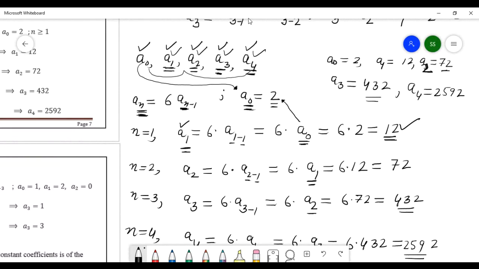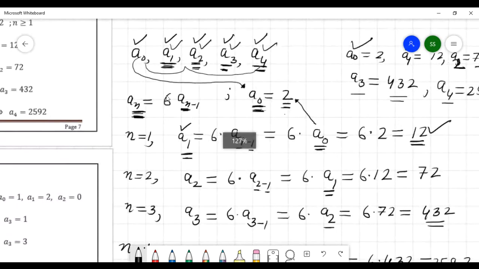a0 is already given in the question, so you start from a1. You have to find 5 terms in total: a0, a1, a2, a3, a4. a1 means put n as 1 here, a2 means put n as 2 here, and so on. This is question number 1.